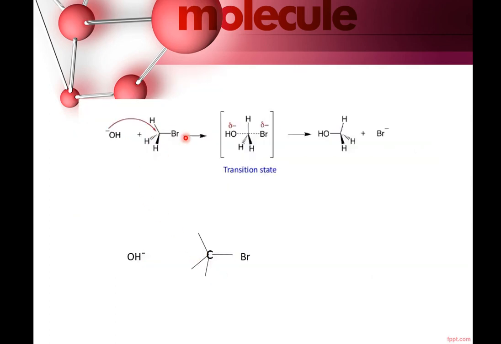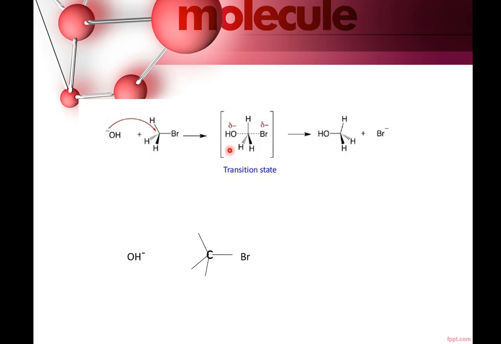You can see here, this is primary alkyl halide. This is a nucleophile. It is a backside attack. Backside attack is possible only when the 3 groups attached are small. That's why the reactivity of primary is maximum. So here it is a transition state.